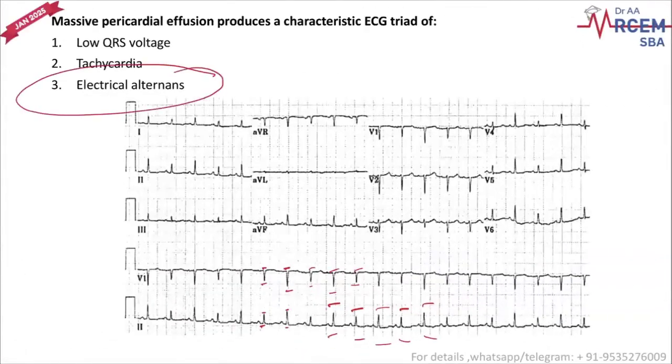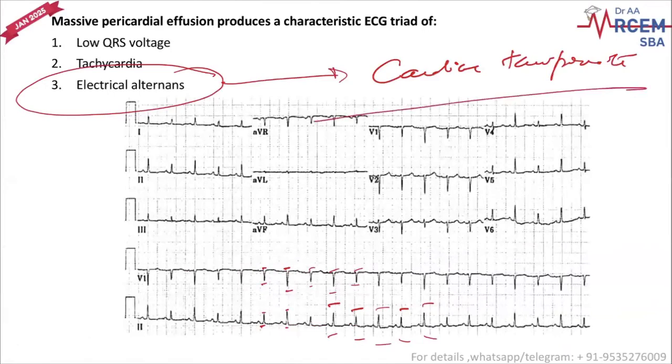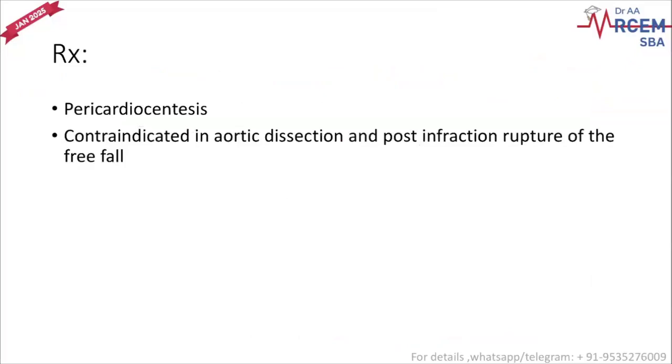Electrical alternans is very much specific for cardiac tamponade or pericardial effusion. You cannot differentiate on the ECG whether it is cardiac tamponade or pericardial effusion, but electrical alternans, that is varying amplitude of the QRS complex from beat to beat, is very specific for pericardial effusion. It is seen because of swinging of the heart. How do you treat it? Aspirate out the fluid which is present. How to do pericardiocentesis we'll be learning in the procedures chapter.